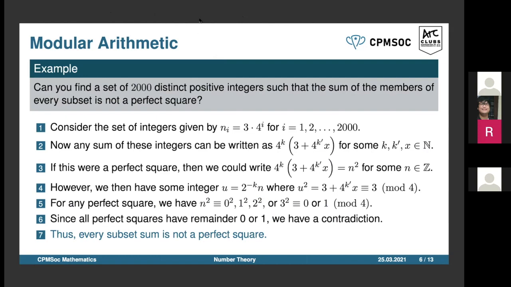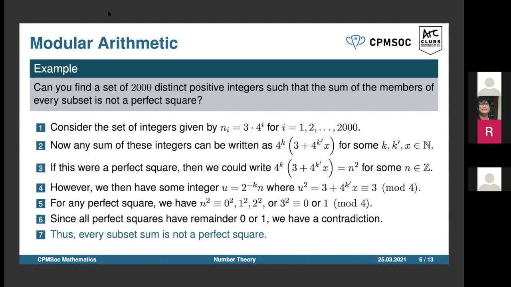It all relies on being able to factor out the 4 to the k here, which we come about just from 2 main properties. First of all, remainder being 0 or 1 for a perfect square. And second of all, trying to find a way to have an odd factor if we factor anything out of it.